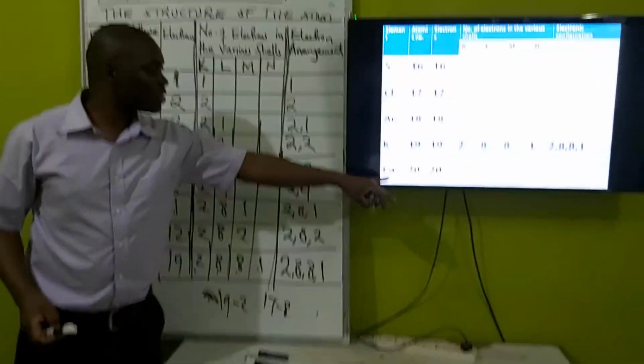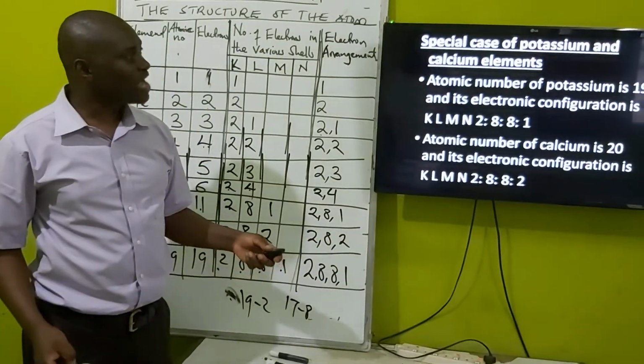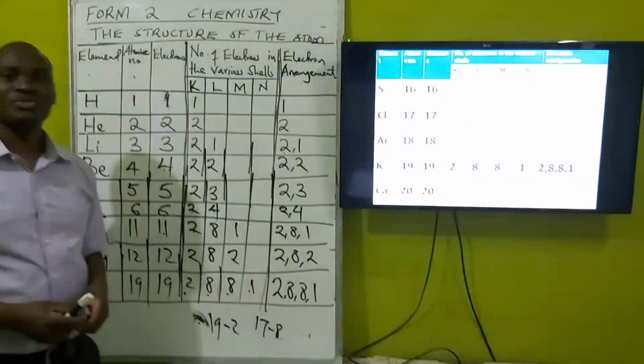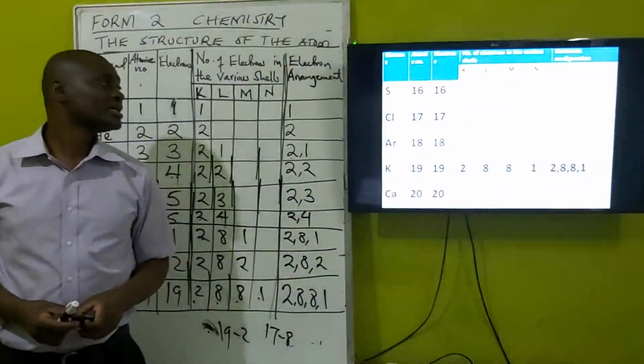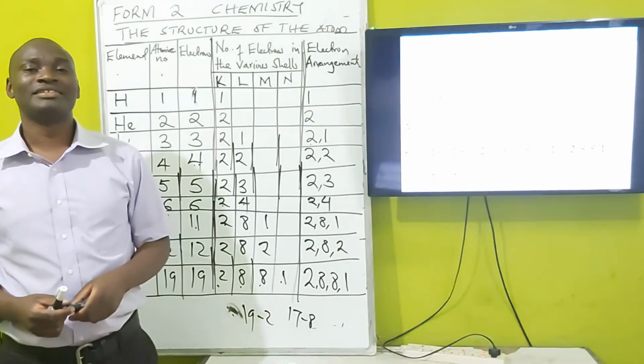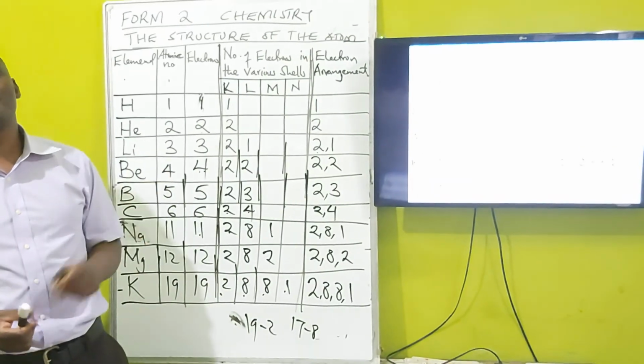So you can also complete for calcium so that you have the electron arrangement for calcium. That one brings us to the end of our class today. I hope you have understood how you can write the electron arrangement for the various elements, the first 20 elements.